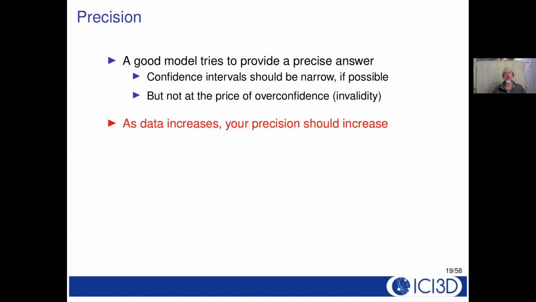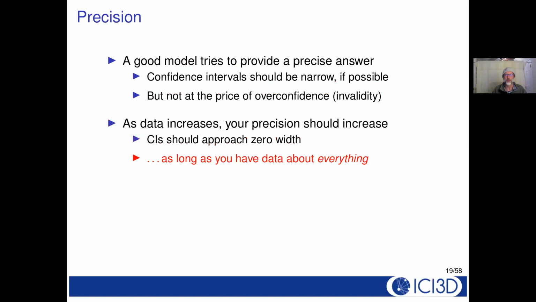As the data increases, your precision should increase. And in theory, and in classic statistics, we often talk about the confidence intervals approaching zero width. In a real problem, you want to be very careful about that. Your confidence intervals should approach zero width only if you have a very large amount of data about everything that could possibly affect your conclusion.